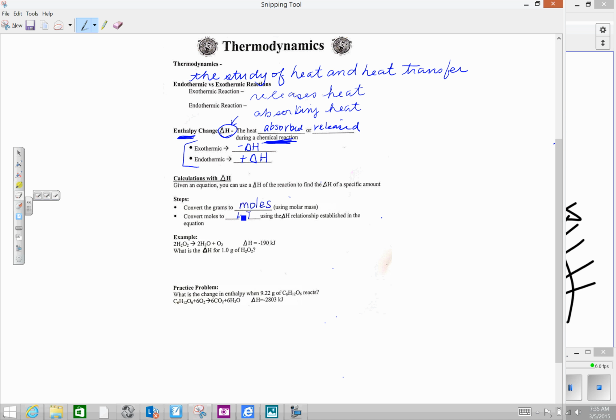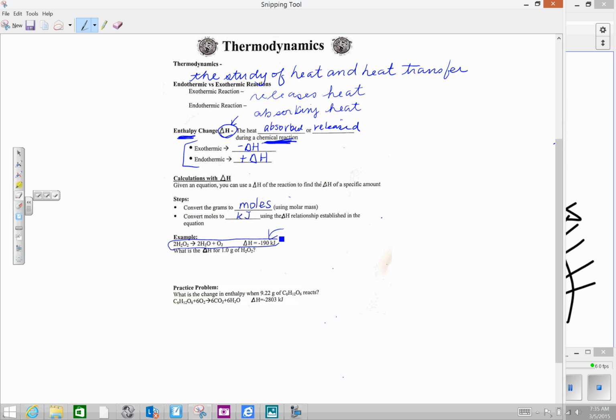So take a look at the first example problem. I'm going to show you how this works. First, look at the reaction and look at the delta H. They are tied to each other. They're married to each other. What this reaction is telling you is that for every two H2O2s, you're going to make two H2Os and one O2. And at that time, you're also going to make 190 kilojoules of energy. The reason I said you're going to make it, release it, is because it's negative. You see that negative on there, and remember that means exothermic reaction.